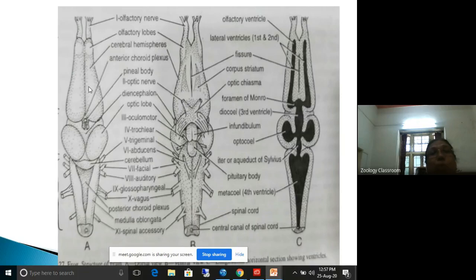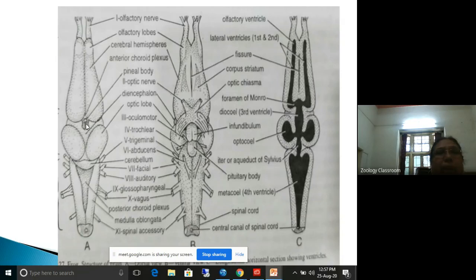In fish, we see only one cerebrum because it is not divided, but in frog, it is divided into equal parts. Anterior is narrow, posterior is broad. Then the third part is called the diencephalon. It is covered anteriorly by the cerebral hemispheres and posteriorly by the optic lobes. In the diencephalon, the pineal body is also present.